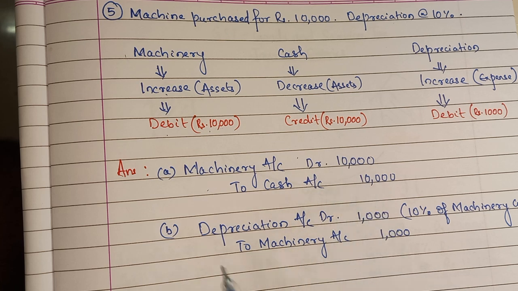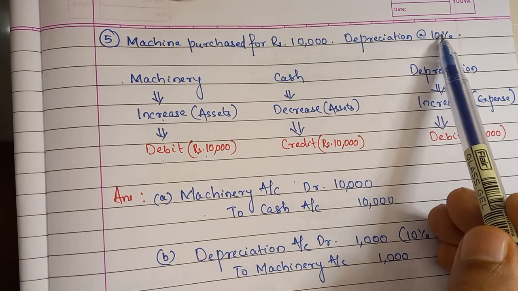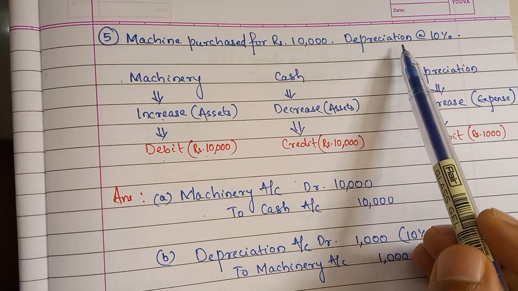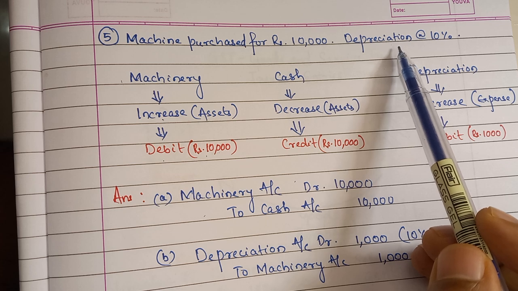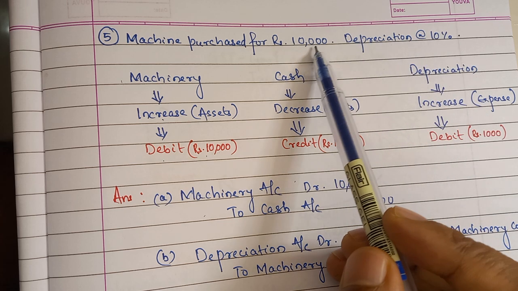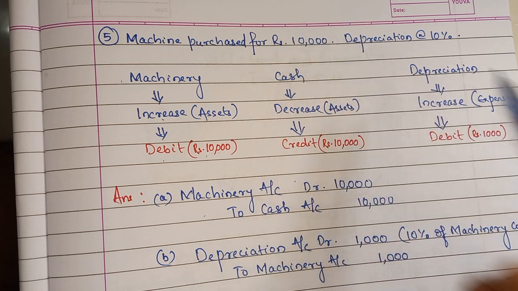The value is the same. The next part is depreciation at the rate of 10%. What is depreciation? It is a wear and tear loss, or you can say the decrease in value of the asset because of use of the asset. So depreciation says 10%. 10% on what value? Cost of acquisition, cost of the machine. So 10% on 10,000 is 1,000 rupees.